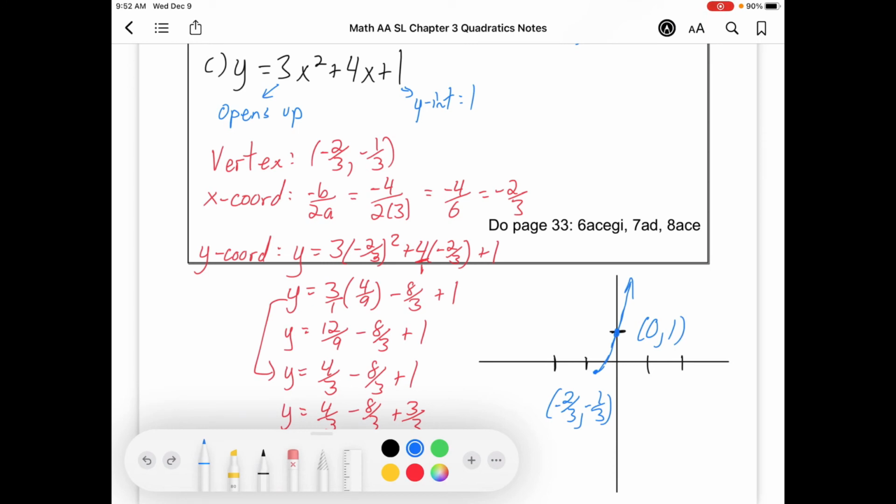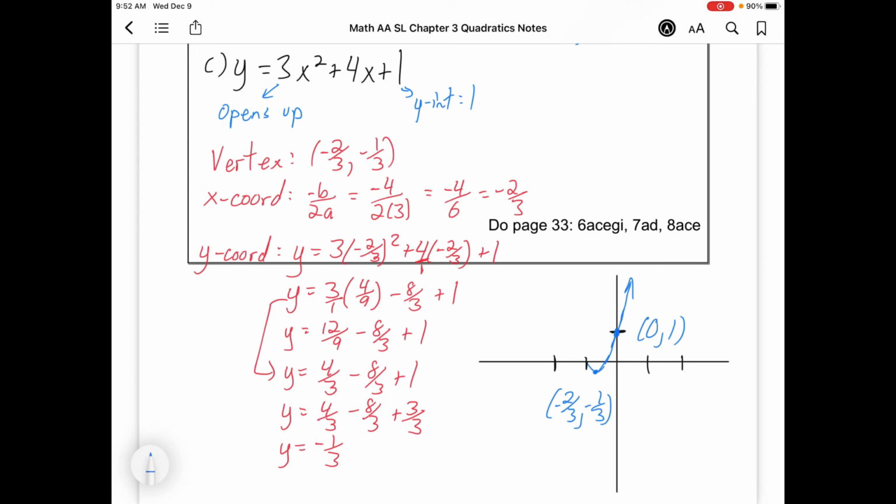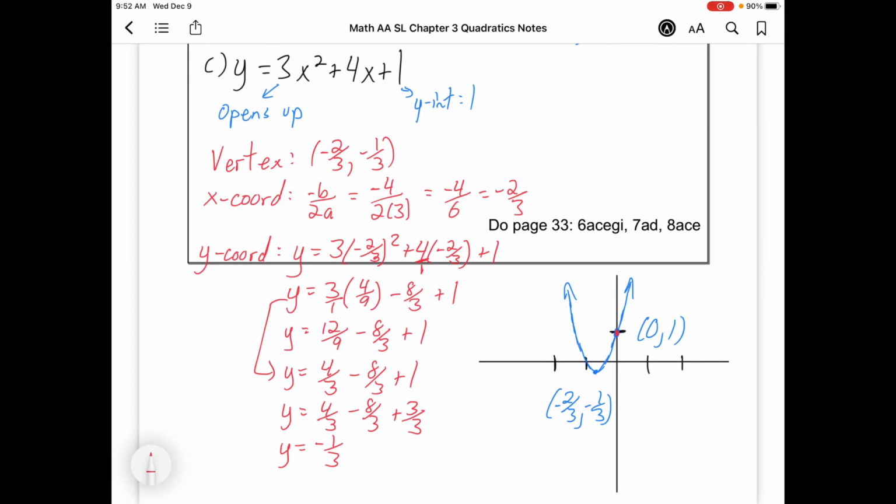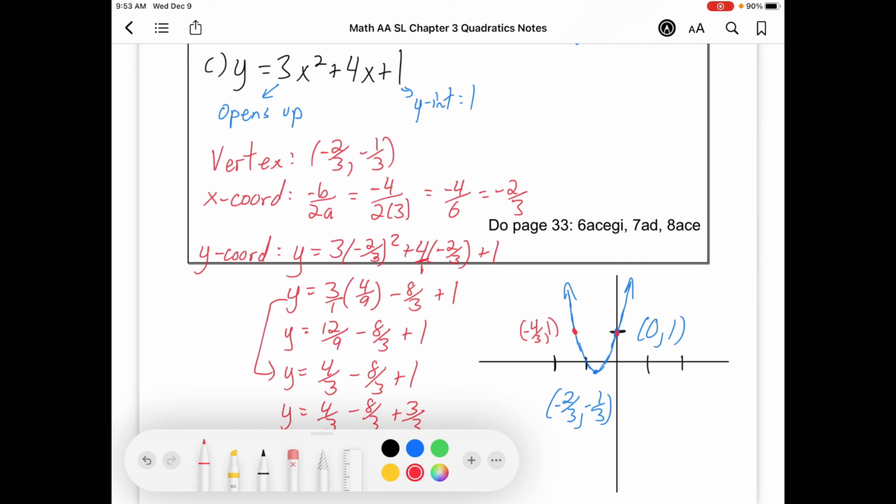I don't know exactly where the x-intercept is going to be, so I'm just going to do my best guess at it. And I really don't care, as long as I end up with something that looks symmetrical. Now, if you were looking for the image of this point over here, notice this one's 2/3 to the right of the vertex. So this one, its image still at a y value of 1, would be 2/3 to the left, which would be at negative 4/3.